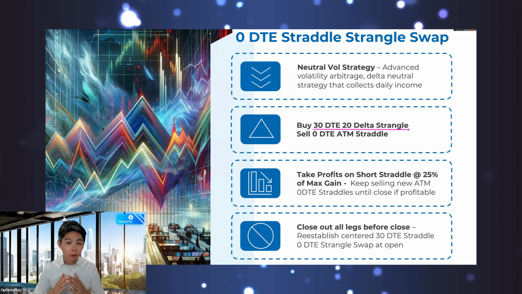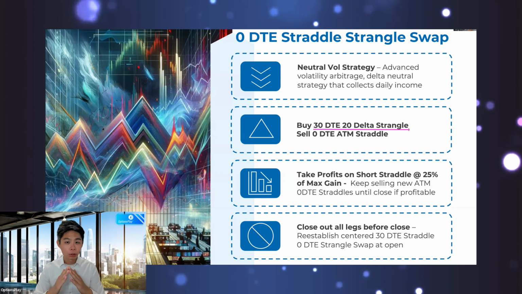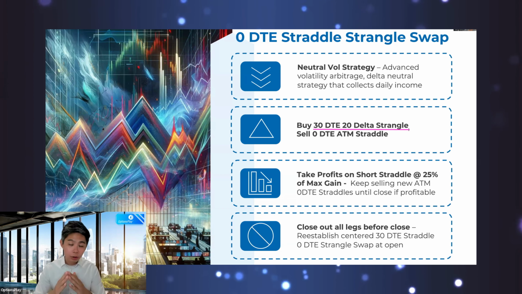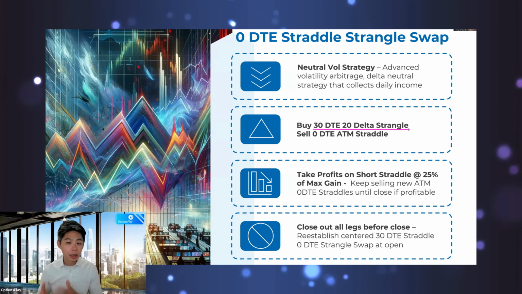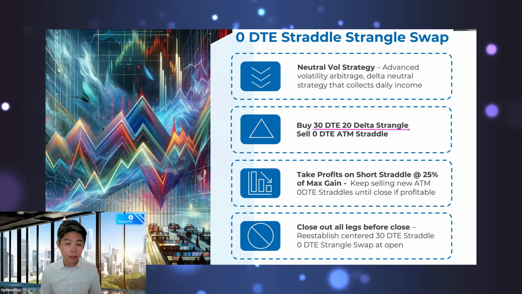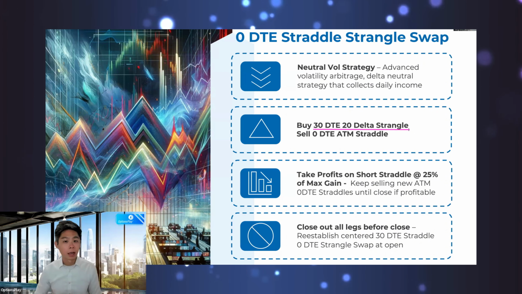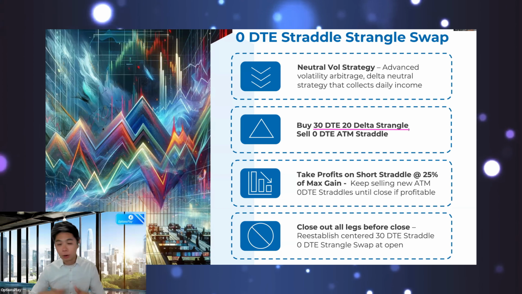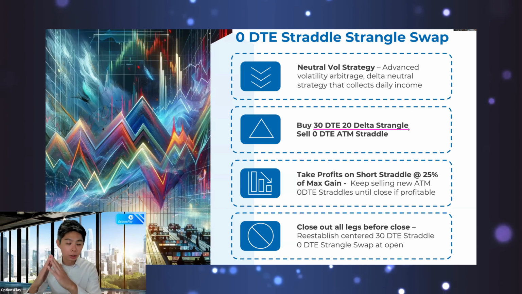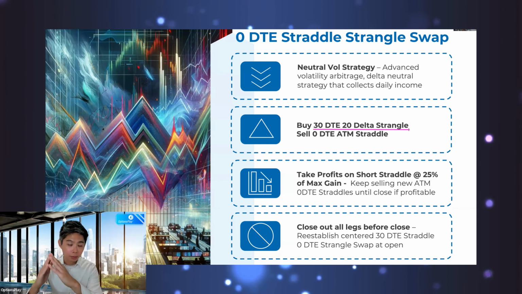What you're trying to do is potentially sell multiple straddles throughout the day. You sell the straddle starting at 9:30 in the morning. And as soon as you collect 25% of the max gain of that straddle, you take profits on it. And then you try to do it again. Meaning if the markets have drifted a dollar higher, you recenter your at the money straddle and sell another at the money straddle.